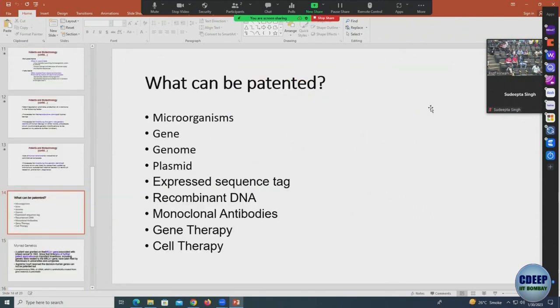So, what can be patented today is microorganisms, gene, genome, plasmid, expressed sequence tag, recombinant DNA, monoclonal antibody, gene therapy, cell therapy. That product which Cipla sells for 2 lakh rupees for that COVID was basically monoclonal antibodies. Most of the expensive drugs today, 20,000 a dose, etcetera, all those are basically monoclonal antibodies. Gene therapy, cell therapy, bone marrow transplant, etcetera, all this can be patented.